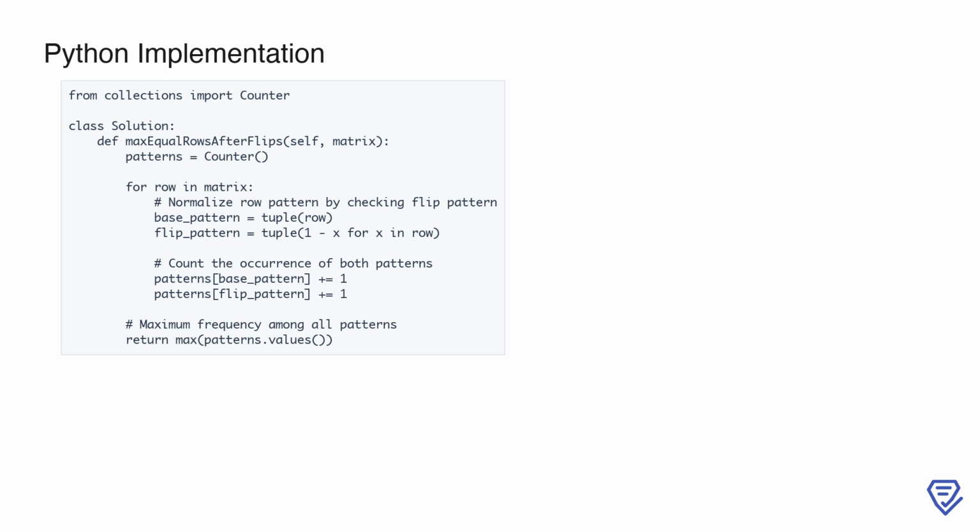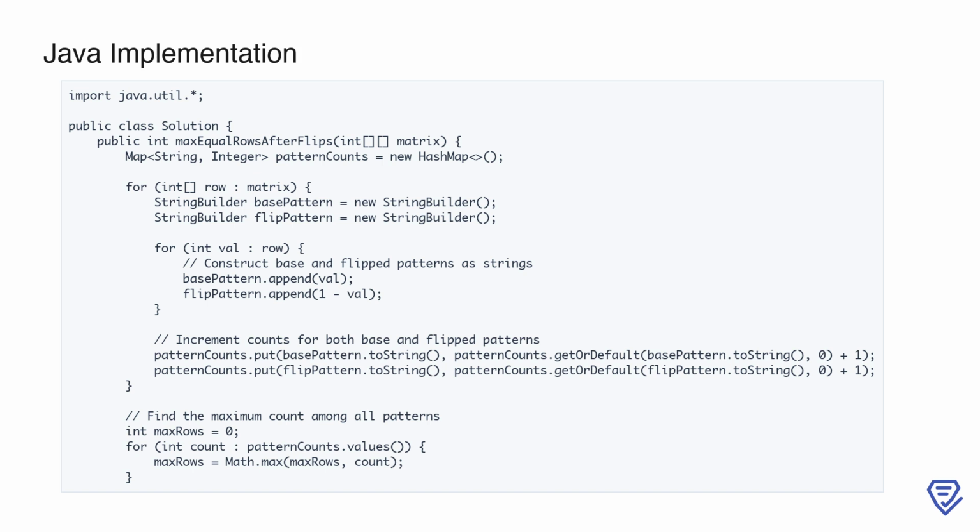This solution is efficient and avoids unnecessary brute force computation by focusing directly on possible row patterns and their flipped equivalents. In this Java implementation, we first import the necessary classes and define the max_rows_after_flips method inside the solution class. The goal here is to determine the maximum number of rows that can be made identical after flipping some columns. To achieve this, we use a hash map called patternCounts to store the frequency of each row pattern. We then iterate through each row of the given matrix.